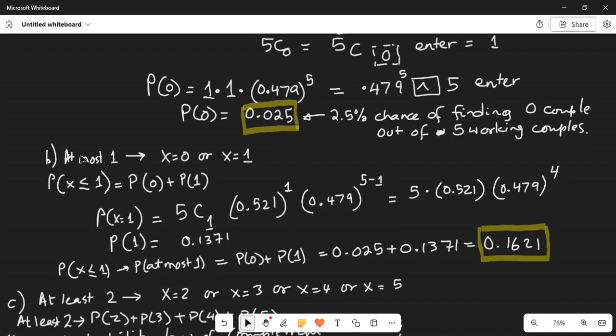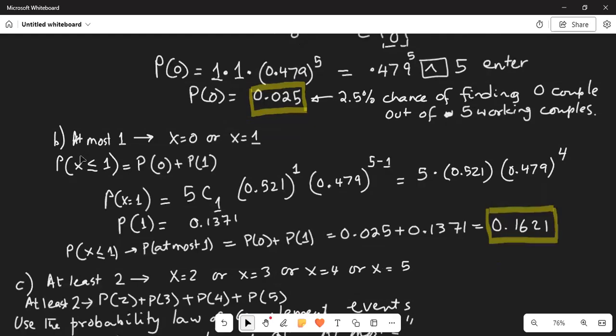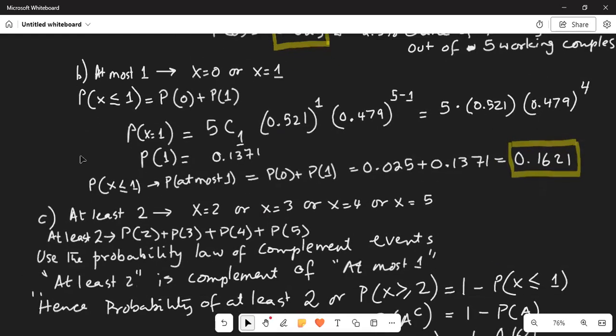Now, the next was at most 1. You have to think, at most 1 means 0 has to be included too, 0 and 1. So you've already found the probability of x equal to 0. Now you find the probability of x equal to 1 using the binomial probability formula, and it's 0.1371. Add it to part A. The answer is 0.1621.